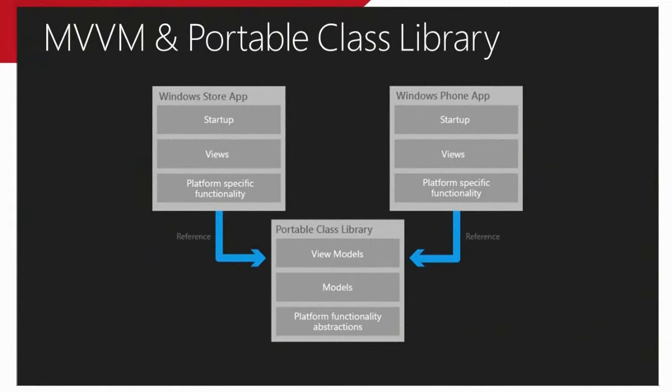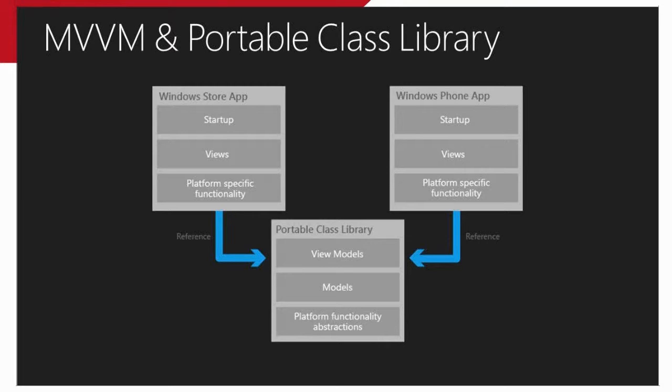Essentially, we're going to have two apps: a Windows Store app, which you can see on the left, and a Windows Phone app, which is on the right. They're both going to leverage a portable class library that contains the model and view model, because again, that's the stuff that's common to both applications.